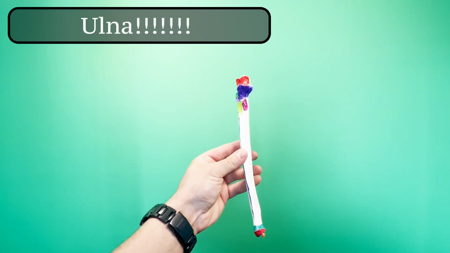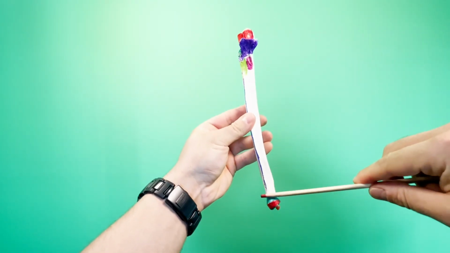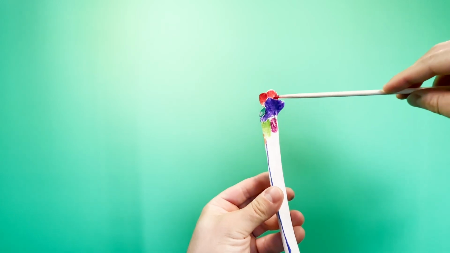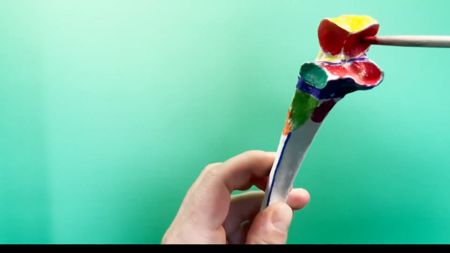So here we have a ulna. It's a right ulna, and this is the superior portion, and this is the inferior portion. This is where it's going to connect to the humerus, forming the humeral ulnar joint. And that surface in red is what's going to be articulating.